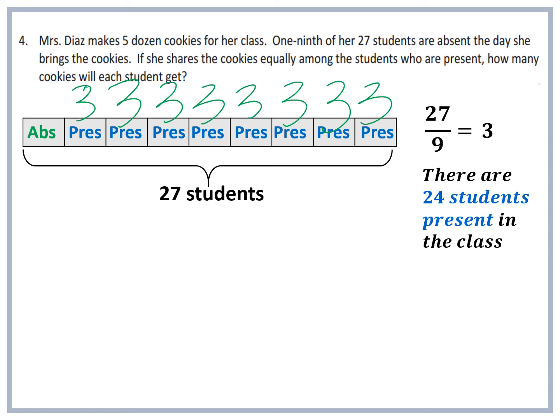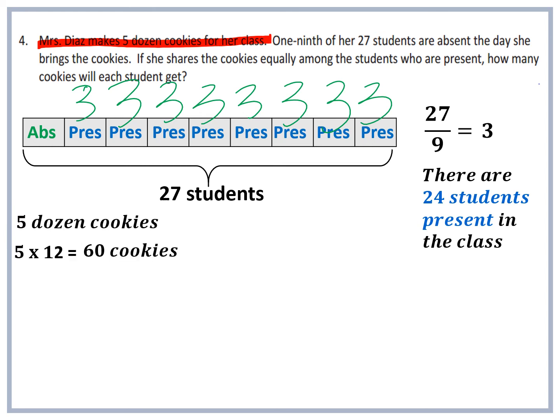Now I have enough information to work with the cookies. The problem tells me that Mrs. Diaz makes 5 dozen cookies for her class. I need to figure out what 5 dozen cookies are. 1 dozen equals how many cookies? 12. So 5 dozen would equal how many cookies? 60 cookies, because 5 times 12 is 60.